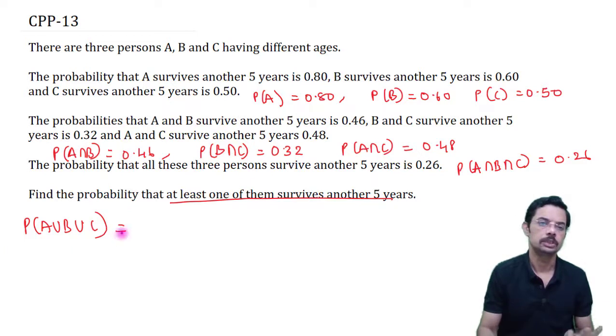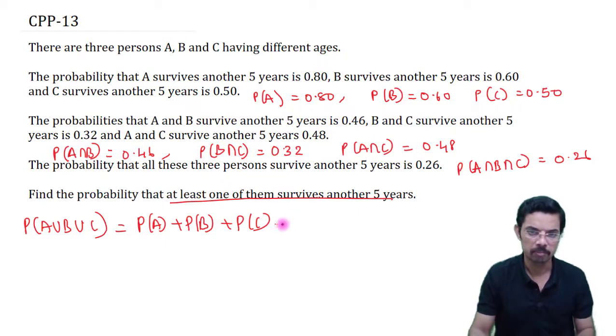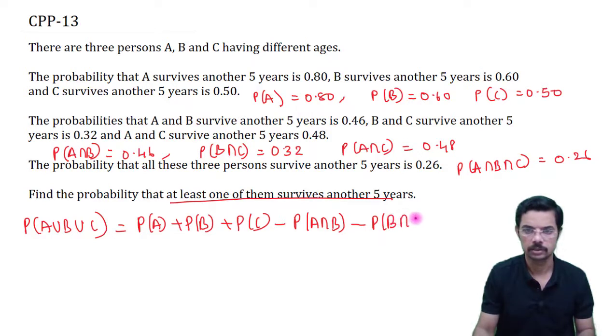Okay, so this will be equal to, we know the formula, P of A plus P of B plus P of C minus probability of A intersection B minus probability of B intersection C minus probability of A intersection C plus probability of A intersection B intersection C.